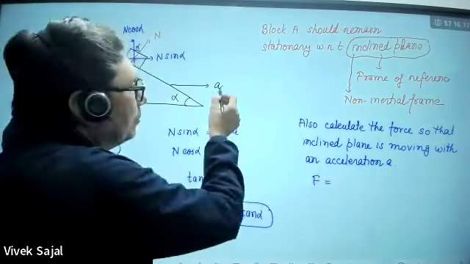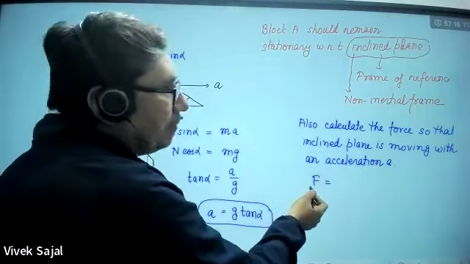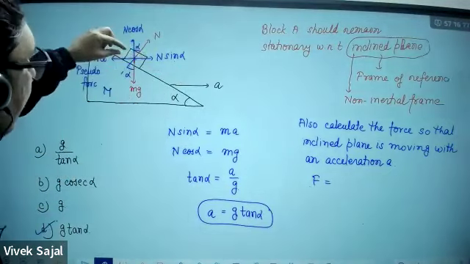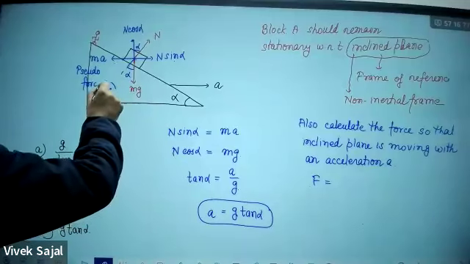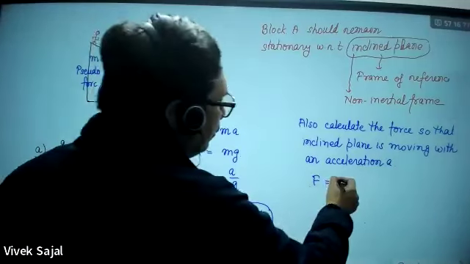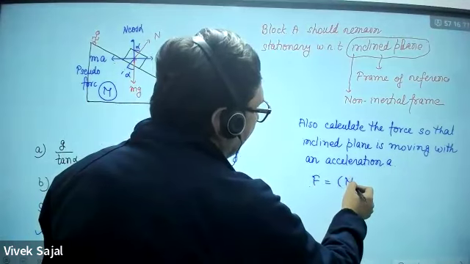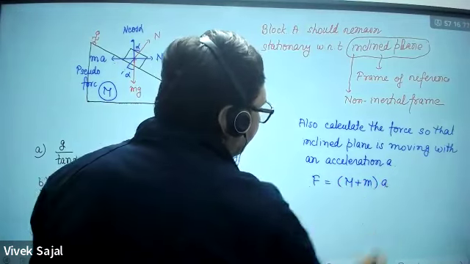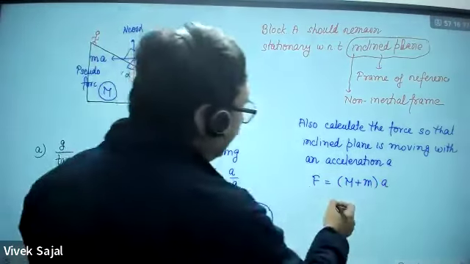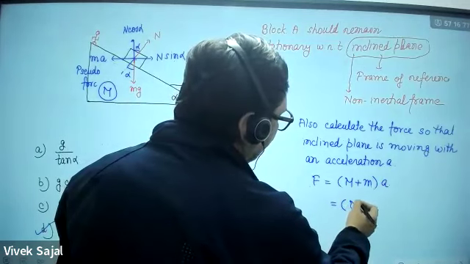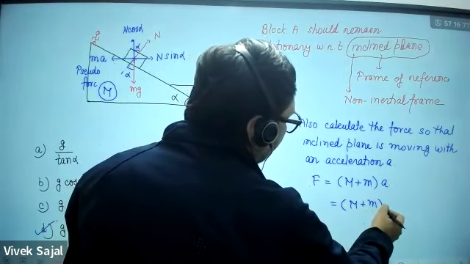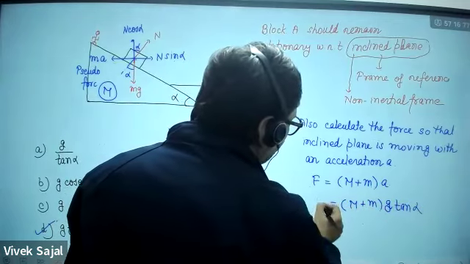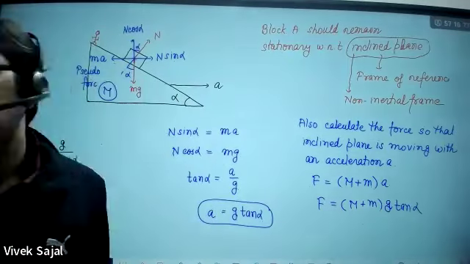Who is responsible for this force? That will be F. This acceleration is created, but acceleration is created together. Mass of this is m. Mass of this inclined plane is capital M. So force will be equal to capital M, mass of inclined plane, plus mass of the block, into this A. And this will be g tan alpha. So I can write (M plus m) into g tan alpha. This will be F, beta.